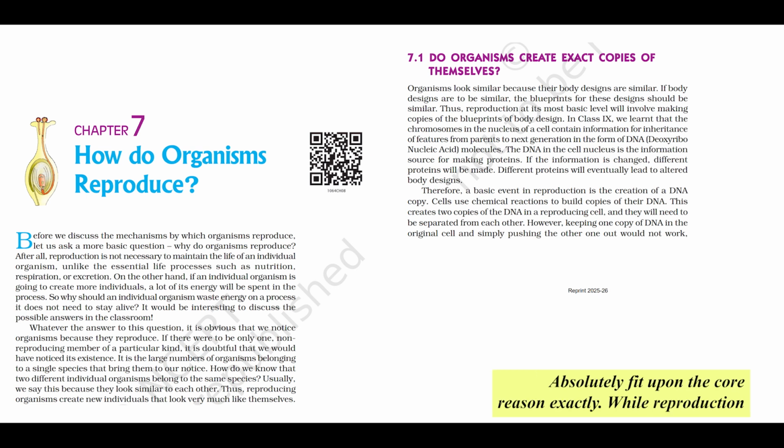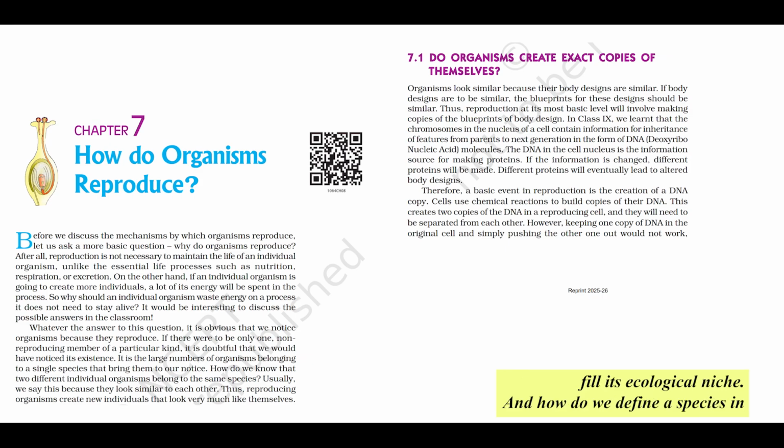Absolutely. You've hit upon the core reason. While reproduction isn't for individual survival, it is absolutely critical for the continuation of the species. If a species didn't reproduce, well, its members would eventually die out, wouldn't they? And that species would simply cease to exist on Earth. Consider this: we perceive organisms as a distinct species because they exist in large numbers. If there were only one, maybe non-reproducing member of a particular kind, it's highly doubtful we would even be aware of its existence in the vast ecosystem. It's the sheer population size of a species that makes it noticeable, you see, and allows it to effectively fill its ecological niche.